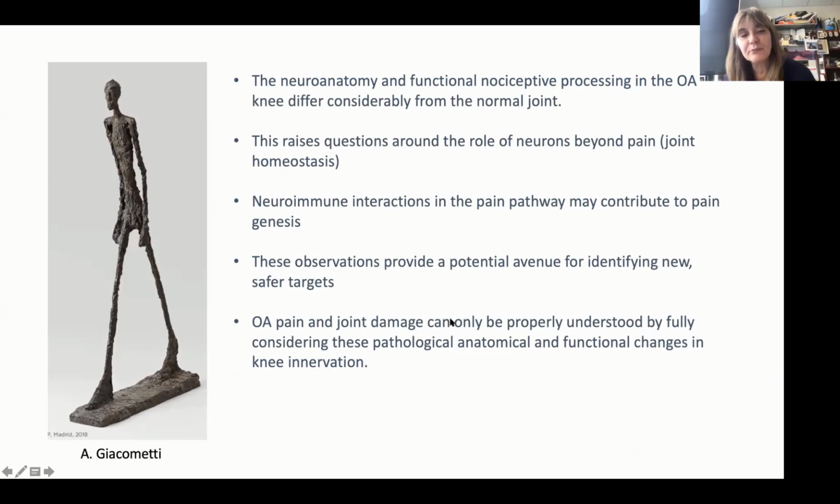So I will just summarize some takeaway messages here. The neuroanatomy and the functional nociceptive processing in an osteoarthritis joint are considerably different from a normal joint, and that's something that we really should keep in mind. It raises questions around the roles of neurons for pain, but also beyond pain for joint integrity. Neuroimmune interactions occur in the pain pathway, and they may contribute to the genesis of pain. And so obviously these observations provide a potential avenue for identifying new and hopefully safer targets. And osteoarthritis pain and joint damage can only be properly understood by fully considering this neuroplasticity in the joint, I think.